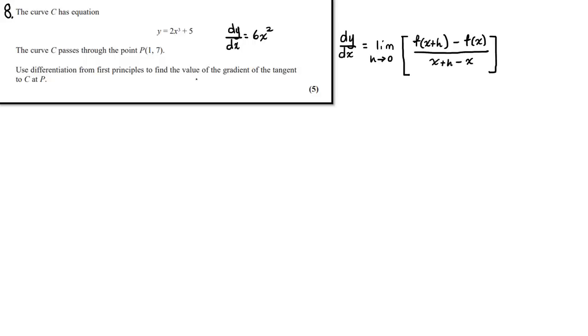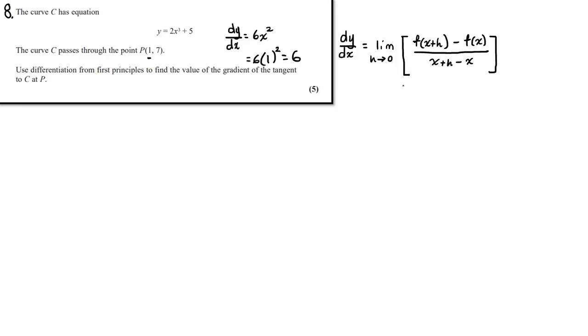And if we're looking for the value of the gradient of the tangent to C at P, we simply need to substitute this x coordinate in. We don't need to find the negative reciprocal or anything like that. We simply need to substitute that point in. And that would give us 6 lots of 1 squared, which is equal to 6. So we know what we should get at the very end of this question here. We should get 6 as our value of the gradient of the tangent to C at P. But we need to do that using first principles now.